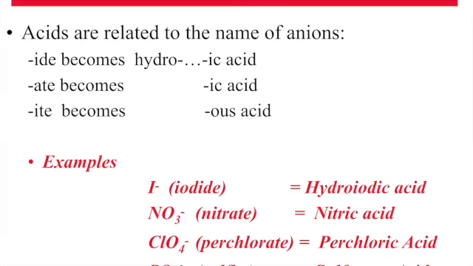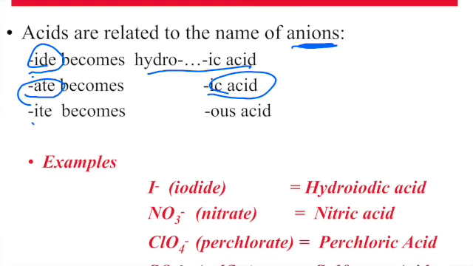Naming acids is easy if you know what the anion is. It's based upon the anion name. So if your anion ends in "ide," then you change the name to hydro in front, ic in the end. If your anion is ate, then I put ic acid at the end, and if it is ite, I put ous acid at the end. So it really depends upon what you have.